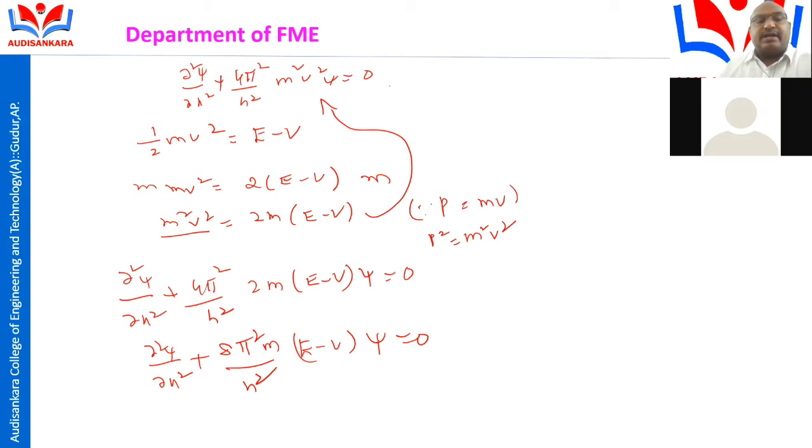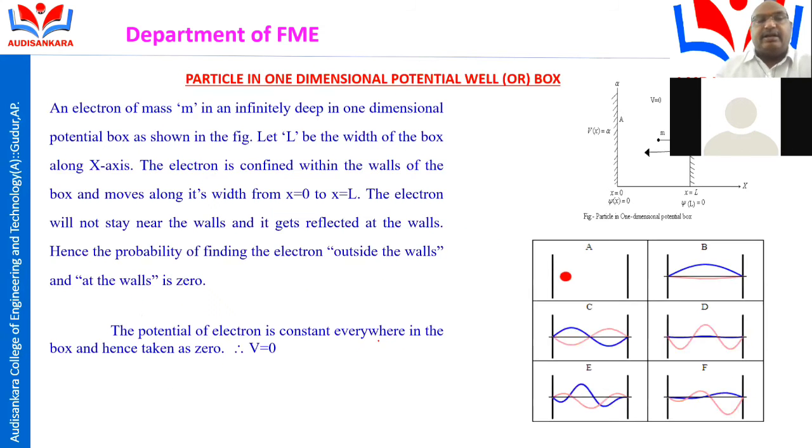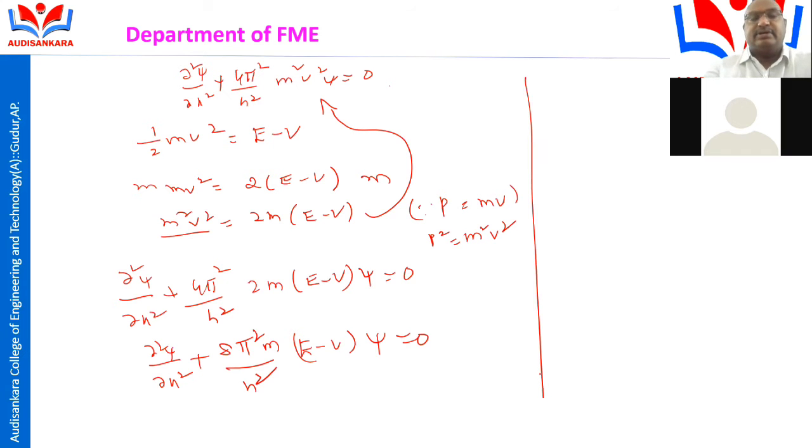So, the Schrodinger's time independent wave equation for three dimensions is, for example, dou square psi by dou x square plus dou square psi by dou y square plus dou square psi by dou z square plus 8 pi square m by h square into E minus V into psi is equal to 0. That is known as the three-dimensional Schrodinger's wave equation.